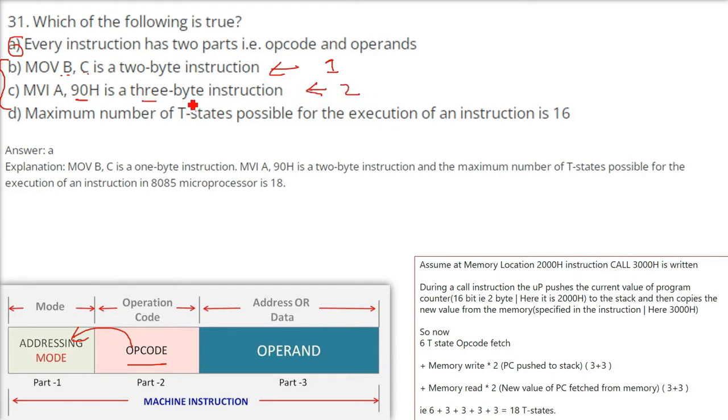The maximum number of T states possible for the execution of an instruction is given as 16. Most of the T states are taken by CALL, where multiple things happen. There are 6 T states for opcode fetch and memory write, then 2 for pushing onto the stack, then memory read again to fetch the new value of PC from memory. If you combine them, there are 18 T states for the CALL operation. So 16 is wrong.